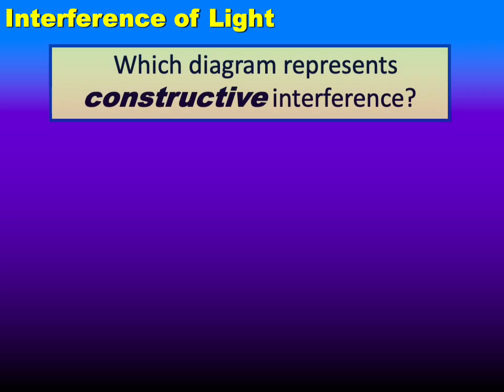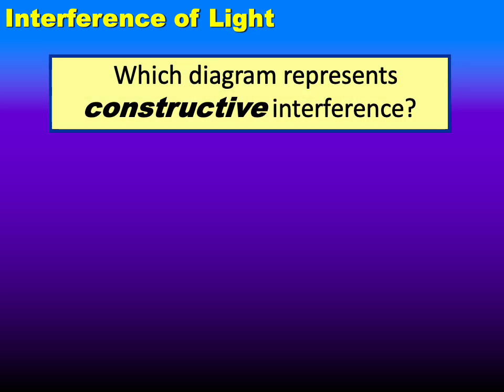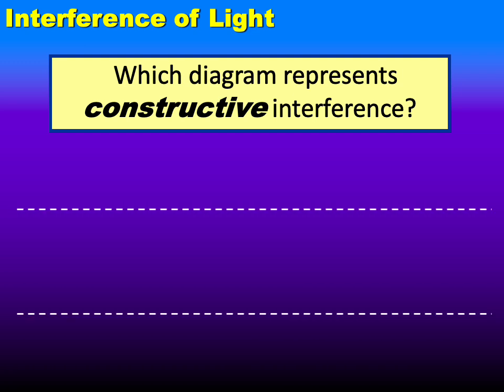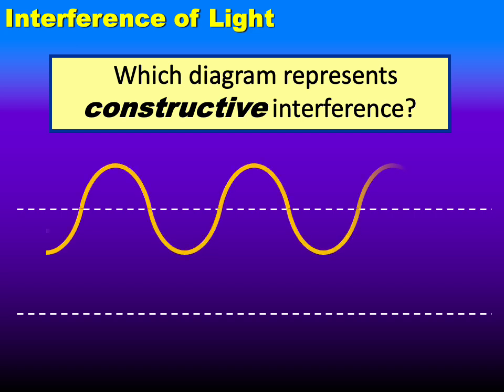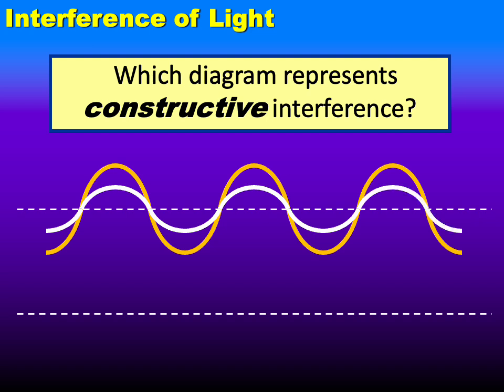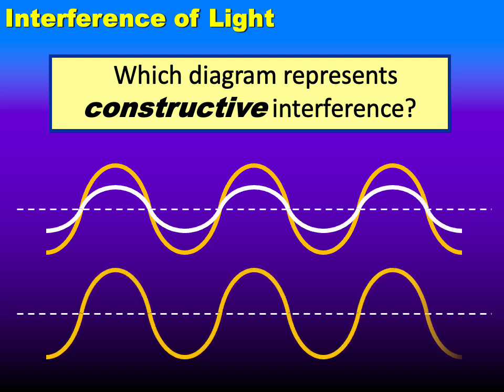So I've got a few diagrams to show you, and then I have one slide that has a summary of the diagrams that would be good to jot down. Right now you're just looking at this, and you are taking your best educated guess at which of these two patterns would show two waves that interfere constructively.